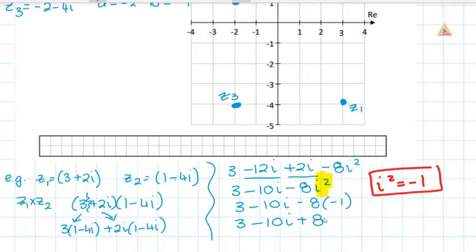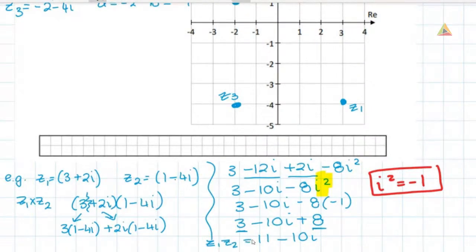And now I can see that I have two real parts. So 3 and plus 8 are real, and real goes with real. So I get 11 minus 10i. And that's my answer: Z1 times Z2 is equal to 11 minus 10i. So that's how we multiply our complex numbers, and we've seen how to add them, and we've seen how to plot them on our Argand diagram.